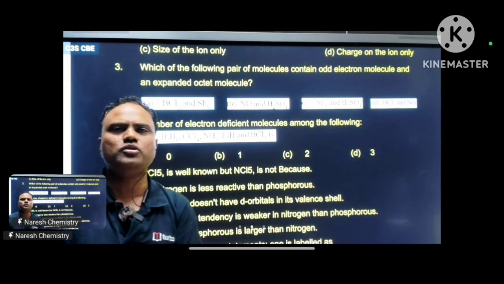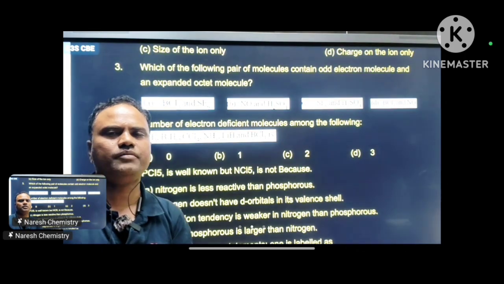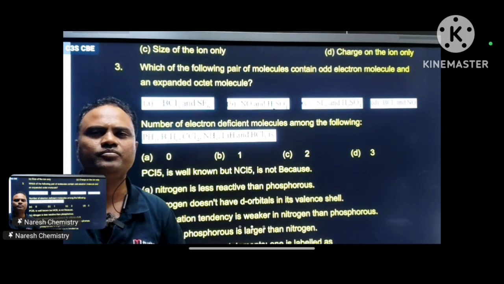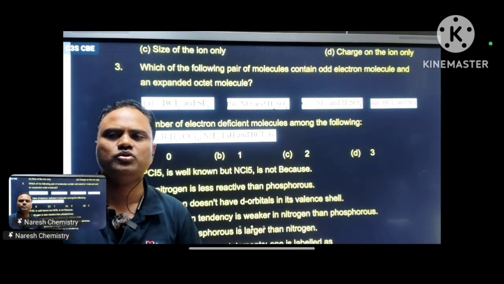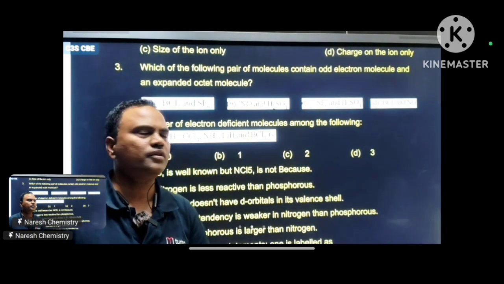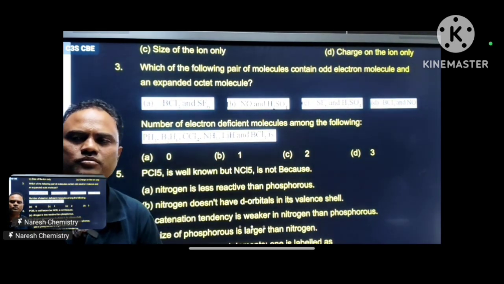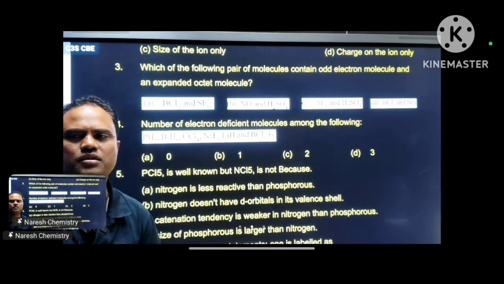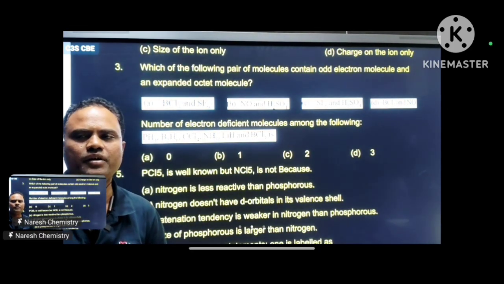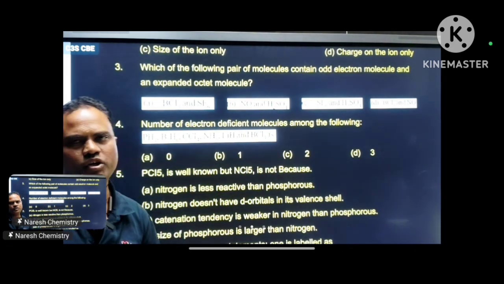Nitrogen belongs to which group? I given working also for you. One day I given some questions also. Fifth A. So 5 in nitrogen. Oxygen belongs to which group? Sixth, 6. 5 plus 6, 11. Even or odd? Odd. So NO is having an odd number of electrons.